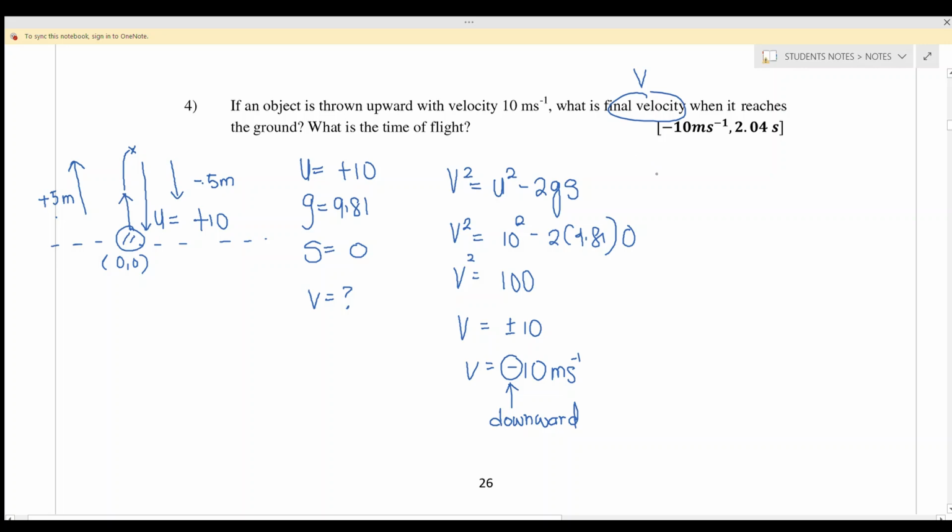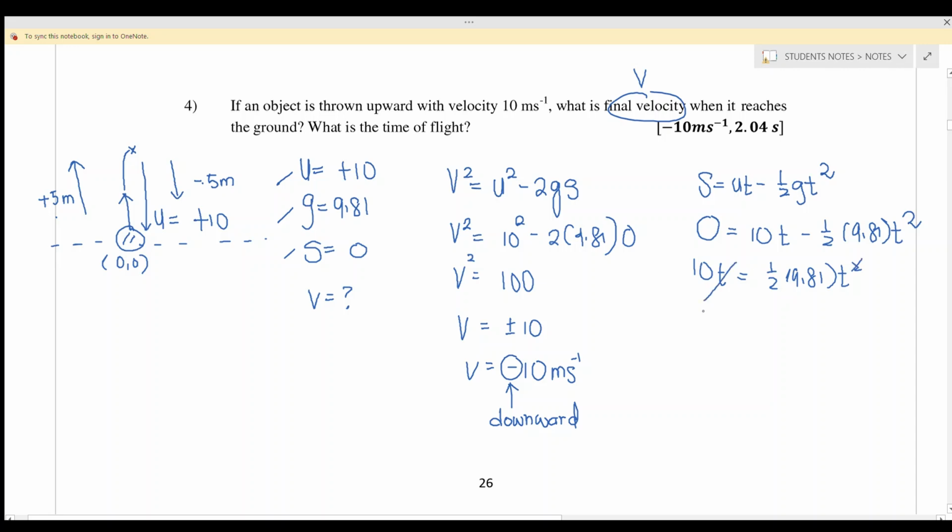So what is the time of flight? Meaning that you go up until the maximum and then you go down and reach the ground. So for the time taken, we can also use the information u, g, s, and we want to find t. So we can use s equals ut minus half gt squared, where when it reaches the ground, back at the origin, the displacement is equal to 0. u is 10, t we want to find, minus half g, 9.81, and t squared. Okay, so 10t equals half of 9.81 t squared. t and t we can cancel. So finally our time taken is equal to 2.04 seconds.